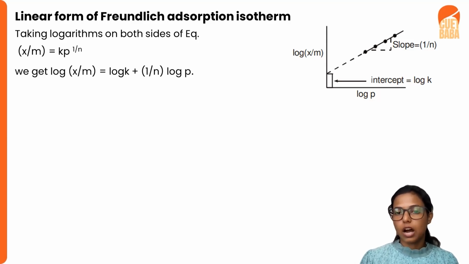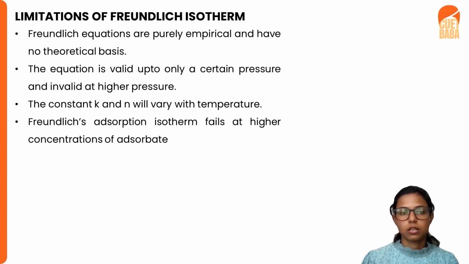So if we draw the graph of log x by m versus log p, we can see that the slope of this graph is 1 by n, and it will be characteristic for a specific adsorbate and adsorbent pair. And from the intercept, we get log k, that is the equilibrium constant of the adsorption process.